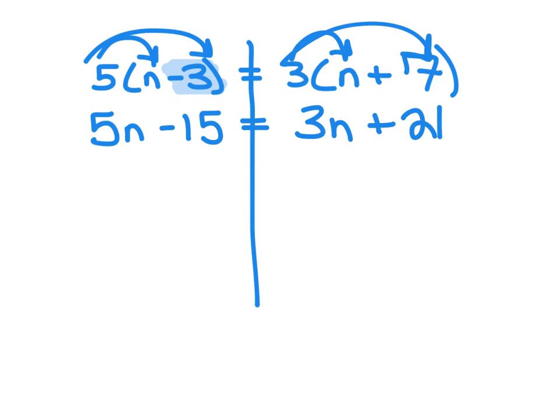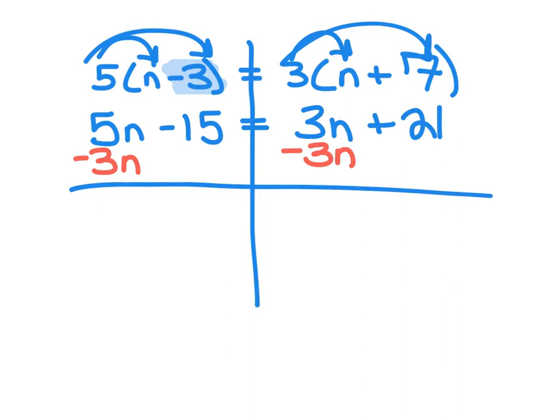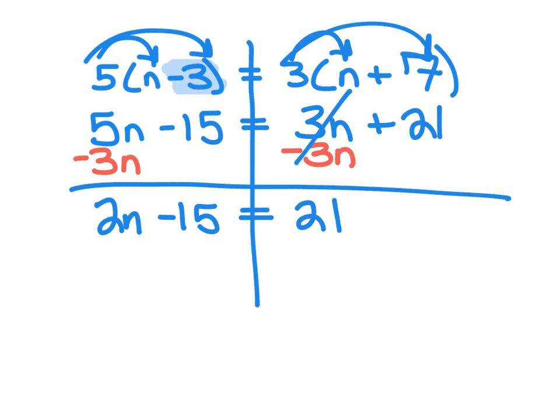All right, now that I've got that, I want to make sure my variables are on the same side. I want to move my variables to the left side. So I already have that 5n on the left, so I need to move this positive 3n. So opposite of a positive is a negative, so I'm going to subtract 3n, or take away 3n from each side. 5n minus 3n is 2n minus 15. 3n minus itself is 0, and I'm left with a positive 21 on the right.